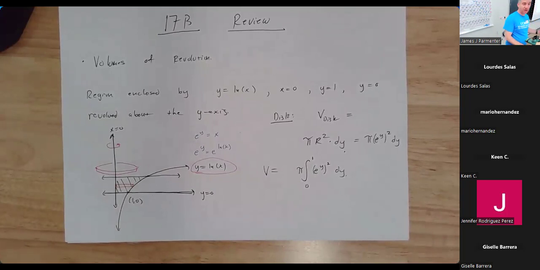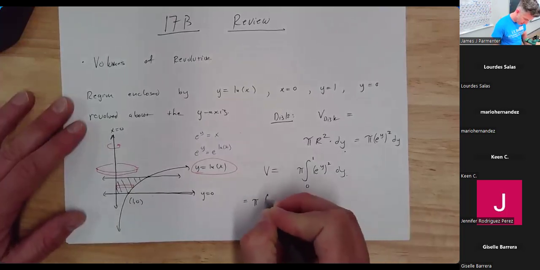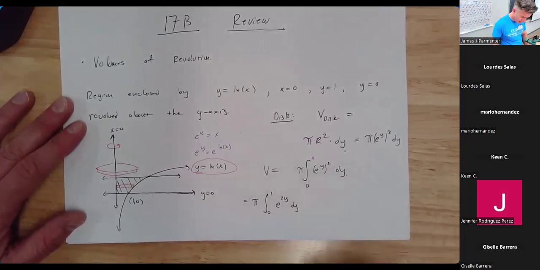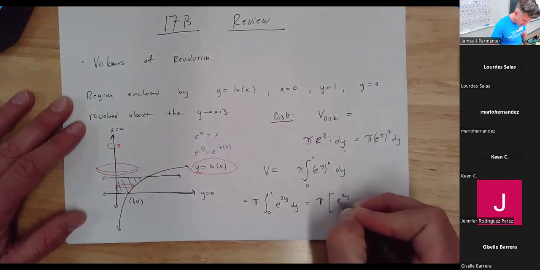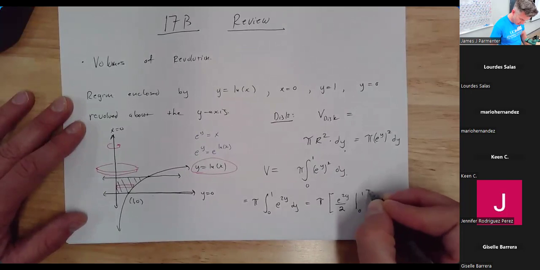The rest of this is not terrible if we do one thing. We have to rewrite e to the y squared as e to the y times e to the y, which is e to the 2y. So we're going to rewrite this as pi times the integral from 0 to 1 of e to the 2y dy. We integrate. We get e to the 2y divided by 2, evaluated from 0 to 1.